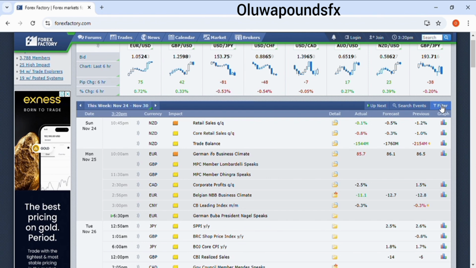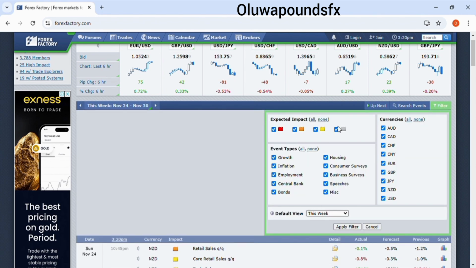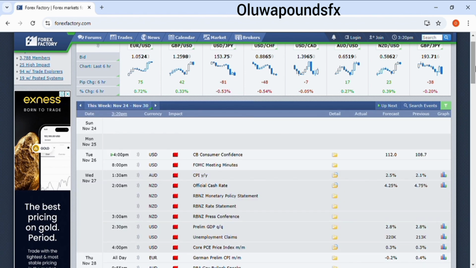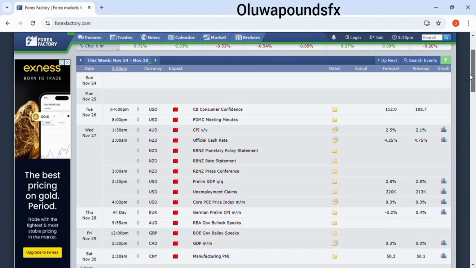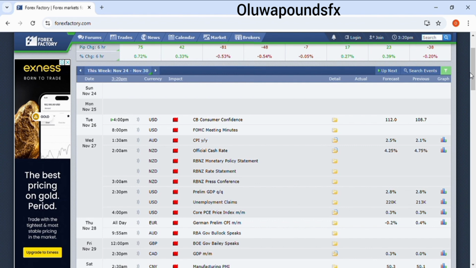Go to this filter and unbox this, and box these two, leaving only the high impact news. Then you click on filter, apply filter. Now as you can see, here is the high impact news for this week.